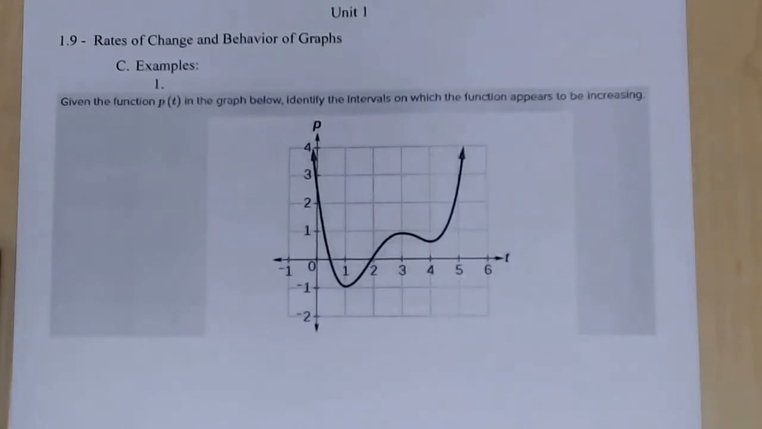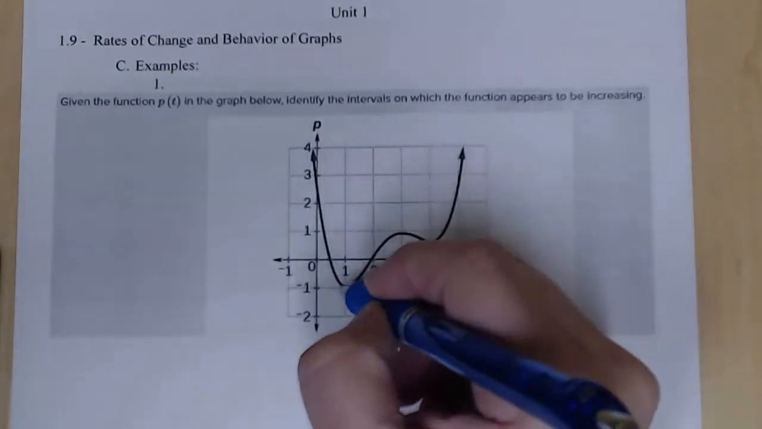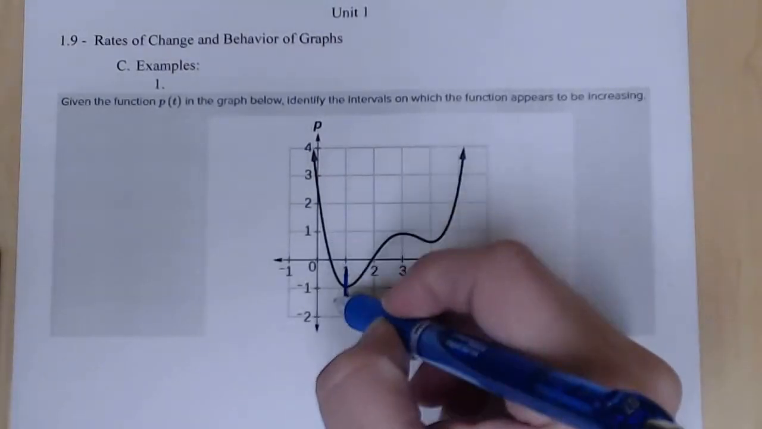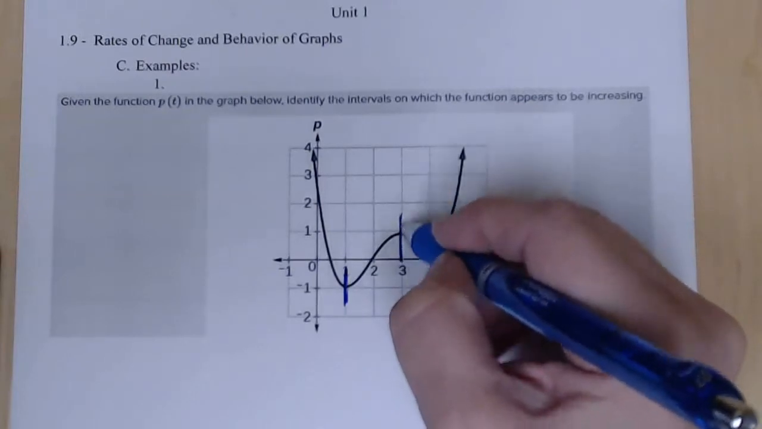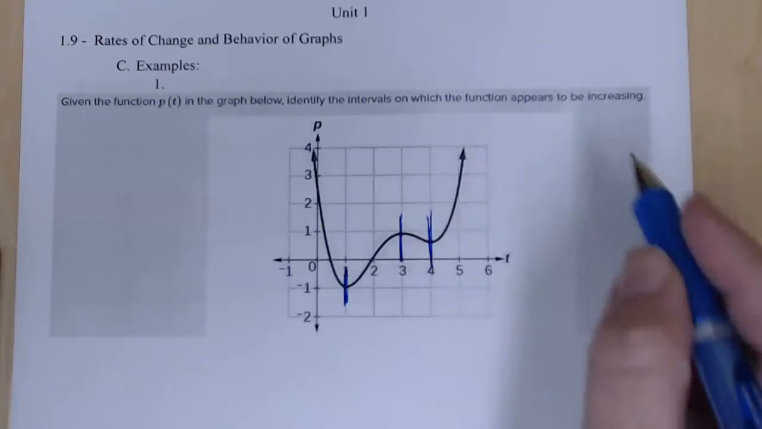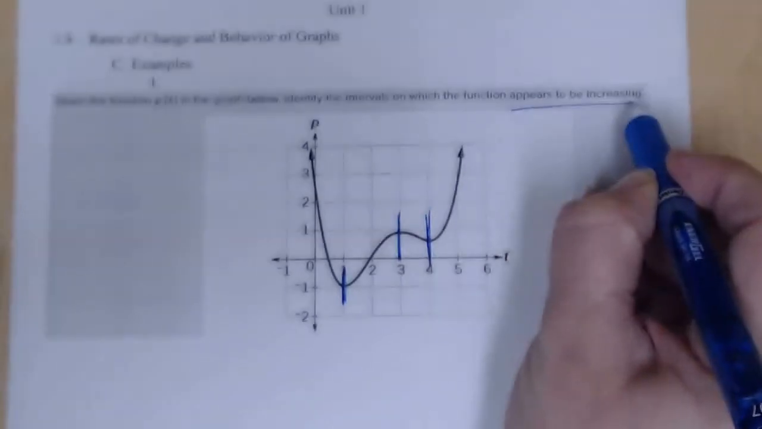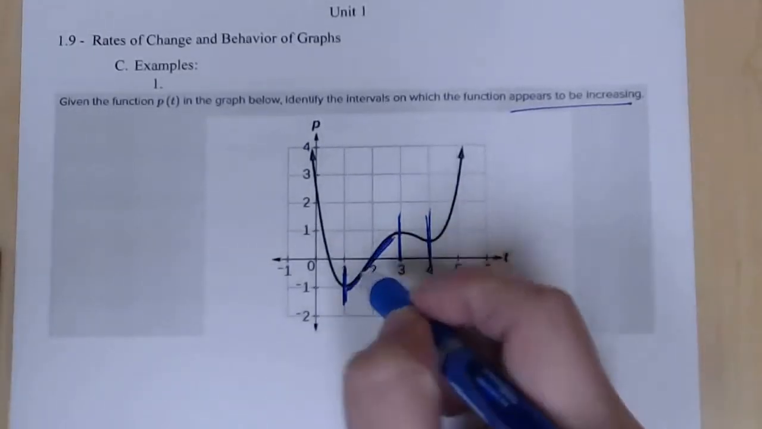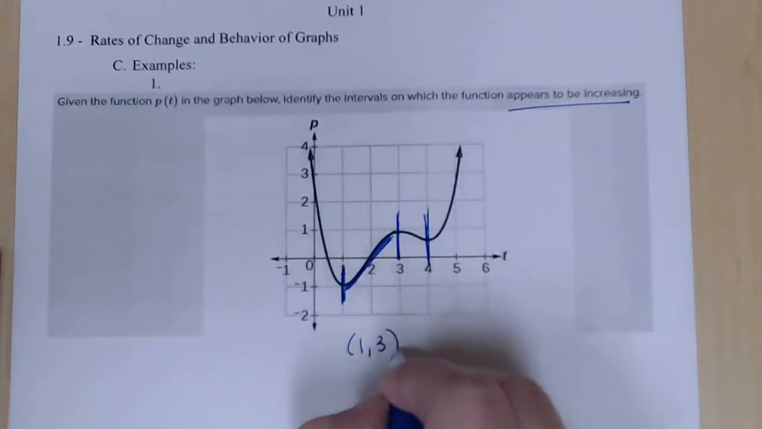So part C, examples. Given the function p of t in the graph below, identify the intervals on which the function appears to be increasing. So we're just looking at the graph. We're looking at where is it going up. So you'll notice here is where it changes from going down to going up. Here is where it changes from going up to going down. Here is where it goes up again. So it wants to know, where is it increasing? Right here it's increasing. So I'm going to say from 1 to 3.